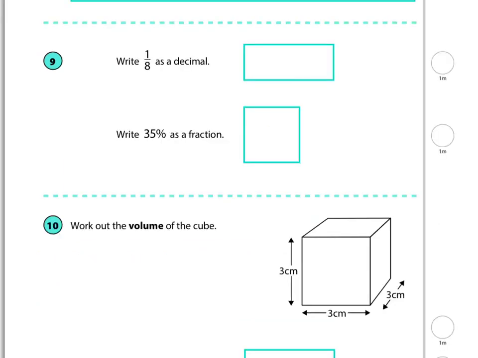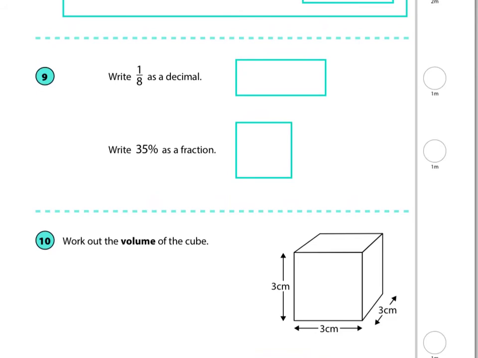Write 1/8 as a decimal. Now there are a few ways to do this. Some people remember that an eighth is half of a quarter, so they know that a quarter is 0.25, so then you half that. Or if you forget that method, what you can do is simply do 1 divided by 8.